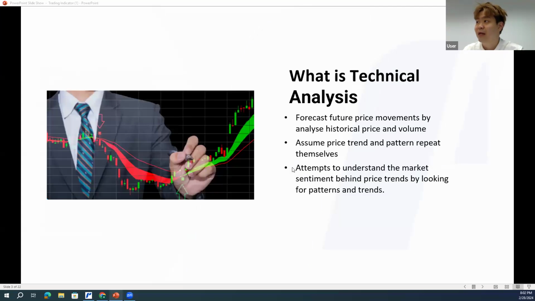So the first thing is what is technical analysis. To put it in very simple terms, technical analysis tries to forecast future price movement by using historical prices. It's like we look at how far the price has gone before, and then we monitor and try to predict that in future the prices might reach there again.